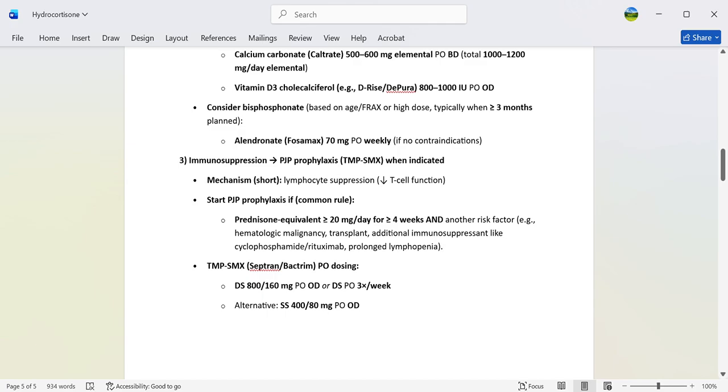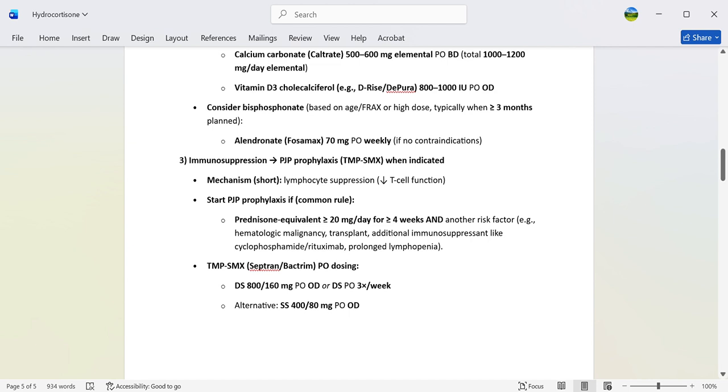Now, its use is also associated with immunosuppression. It does so by decreasing T cell function and also demargination of neutrophils. We then prescribe PJP prophylaxis in the form of trimethoprim sulfamethoxazole. So when will we do PJP prophylaxis? If your cumulative prednisolone dose is more than 20 mg per day for more than 4 weeks, or another immunosuppression risk factor exists in the form of either hematological malignancy, transplant, additional immunosuppressant like cyclophosphamide use, or prolonged lymphopenia.